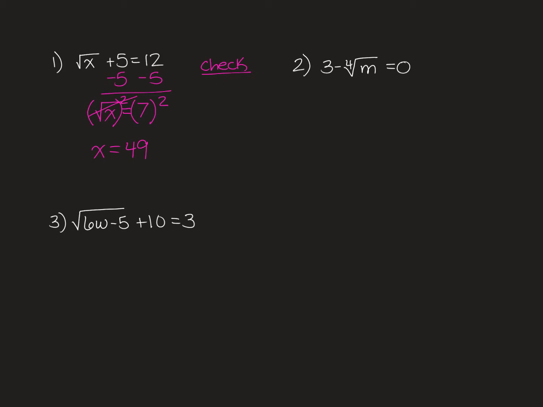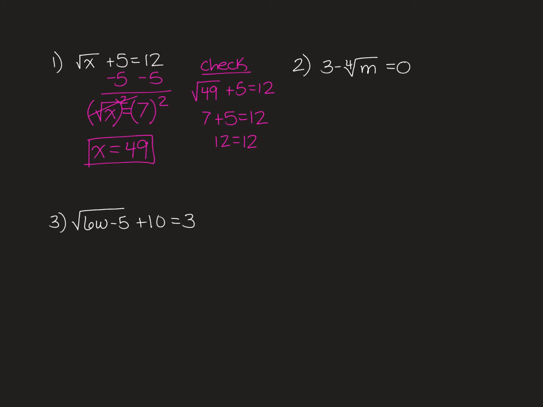Check your answer. So the square root of 49 plus 5, does that equal 12? The square root of 49 is 7, plus 5 is 12. So 12 does equal 12. This is my answer. Let's look at number 2.